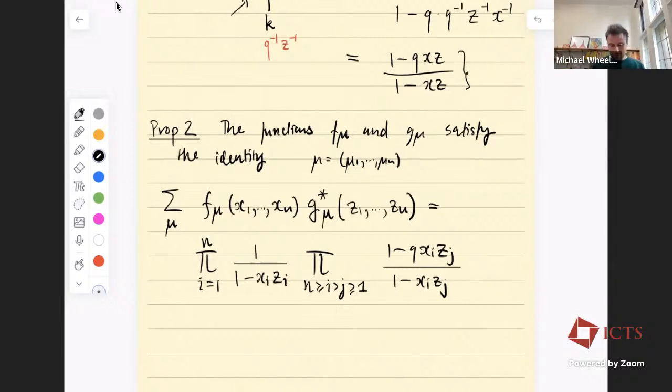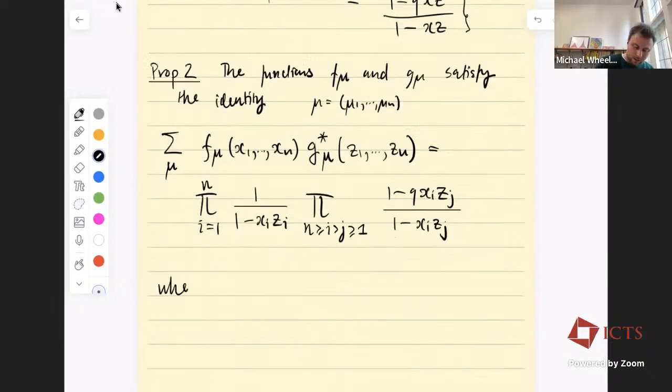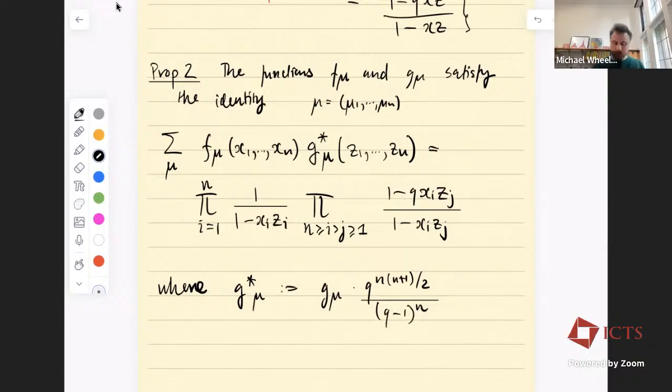Okay, so it's kind of similar to a usual Cauchy type product, but some of the factors are missing. And here g star mu is defined to be g mu times a factor, which is just q to the n times n plus 1 over 2 over q minus 1 to the n. So just some q factor that multiplies to give g star.